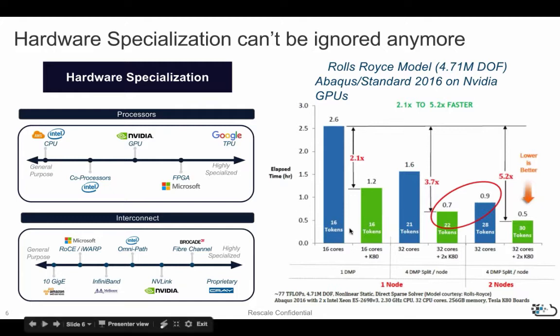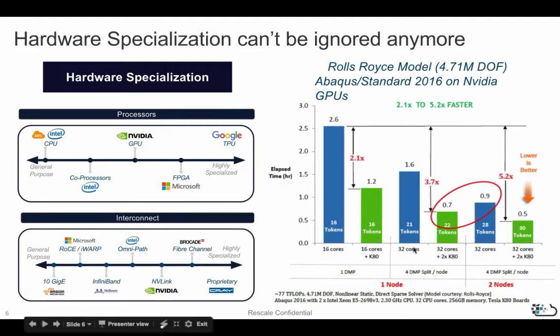So basically, for 16 cores, you need 16 tokens. But for 16 cores with GPUs, it's the equivalent of 17 cores, and you still just need 16 tokens. So for the same price, you are able to cut the elapsed time by two. It's extremely interesting to use GPUs to save cost with Abaqus.